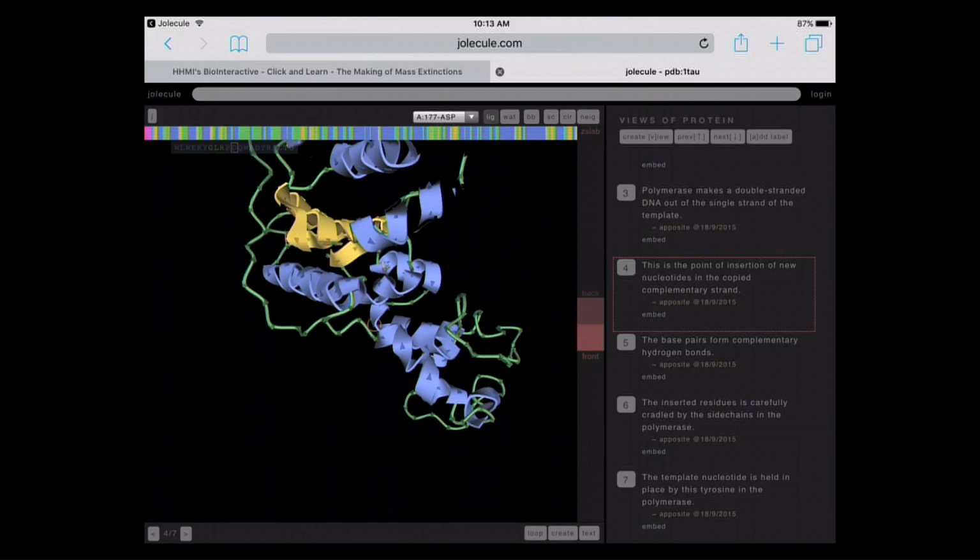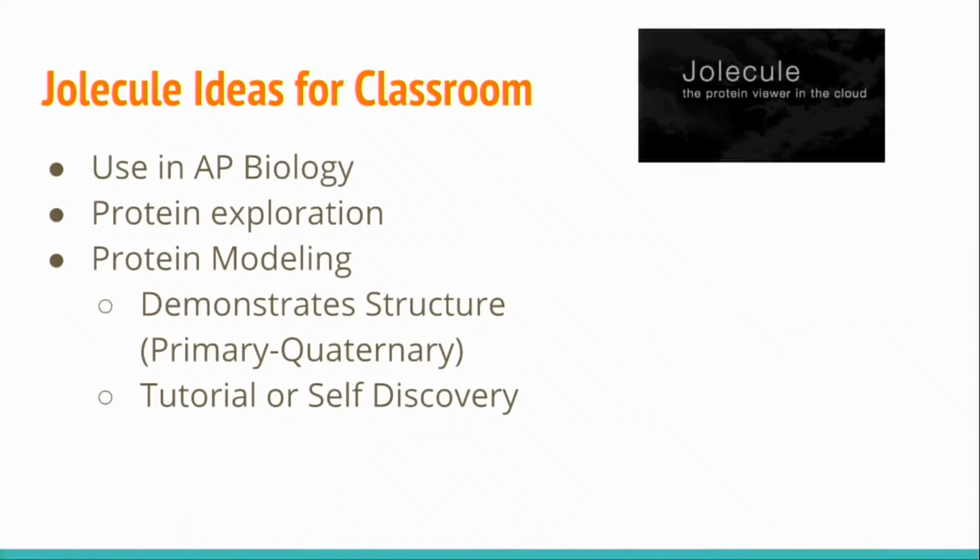How I use it specifically in my classroom is not too high tech. It's basically an exploratory activity. They pick a protein, they click through it, and they tell me how the structure relates to the function. They find each of the different structures in the web app and move on from there, and then we share out.